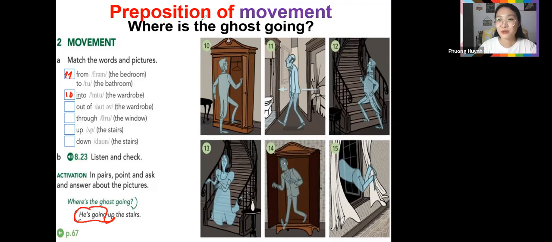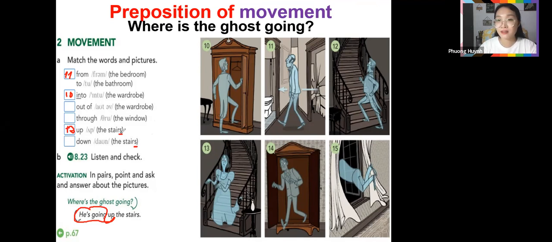Yes. So we say going up. Number 12, you say he is going up the stair. Or you can say the ghost is going up the stair. So remember when you say stair, you put S. Phải nhớ khi mình nói stair thì phải có S, tại vì bậc cầu thang nó nhiều bậc đúng không ạ? Các bậc thang thì phải có S.